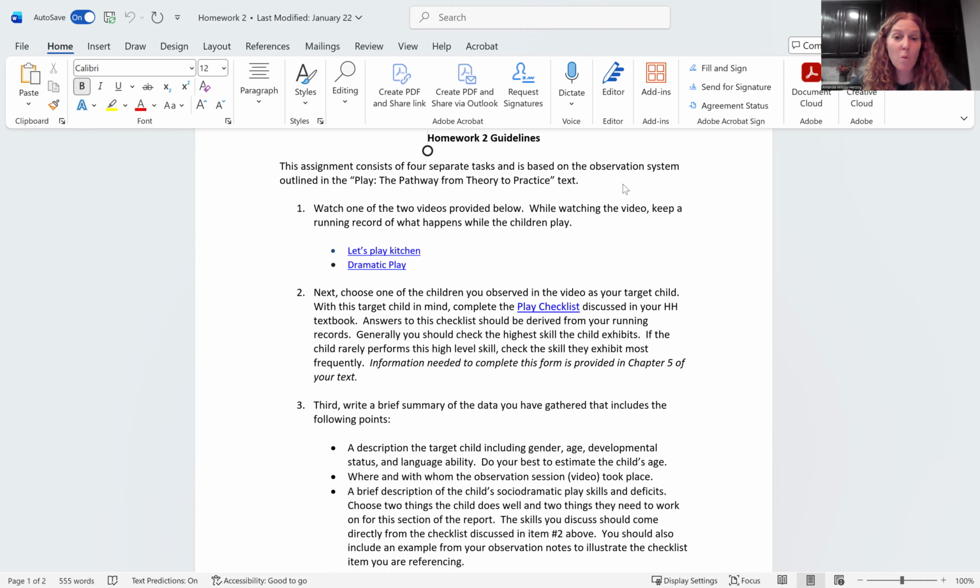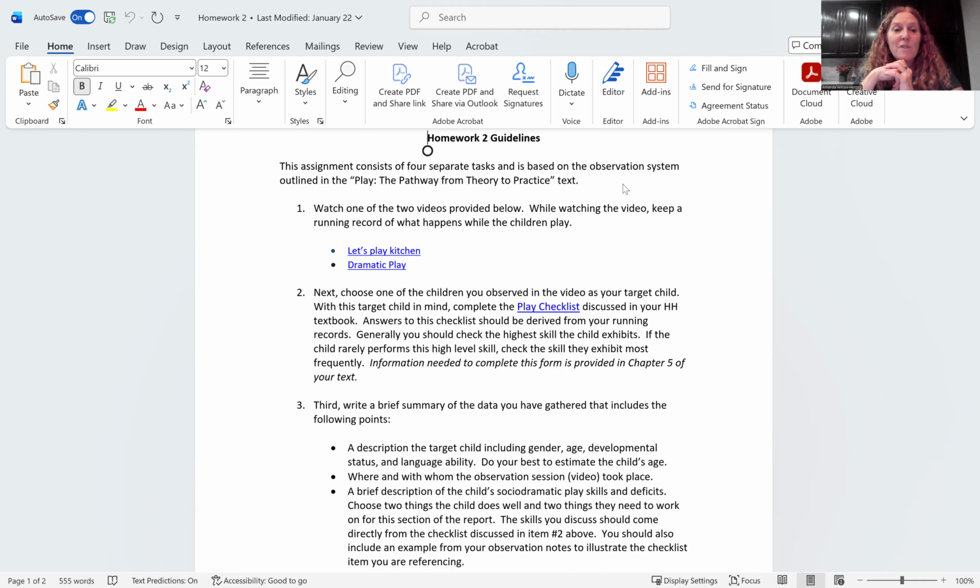Hopefully this will avoid the issue of you having to go out and find children to watch engaging in dramatic play. But it's hard to record children doing things in real time, so just be a little patient when you're watching the videos. When you are watching, you're going to choose a child to focus on primarily, but you want to pick a child who's interacting with some of the other children.